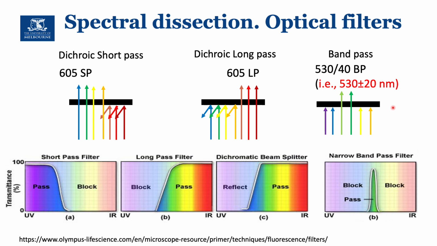And then you have the bandpass, which is the most important filter that you need to know, because it's a filter that is placed right before the detector, and it will enable the collection of wavelengths within a specific range. So 530/40 means 530 center wavelength, 40 nanometers the total bandwidth of the filter, which means that the light that will be collected by this filter will be 530 plus or minus 20 nanometers, half the bandwidth.